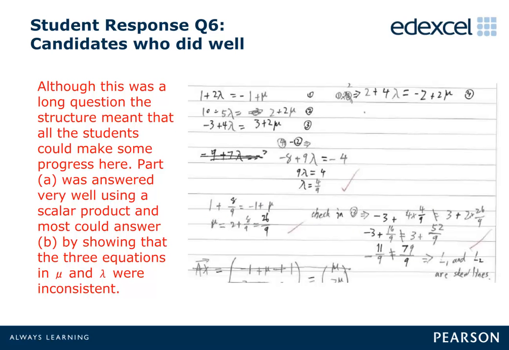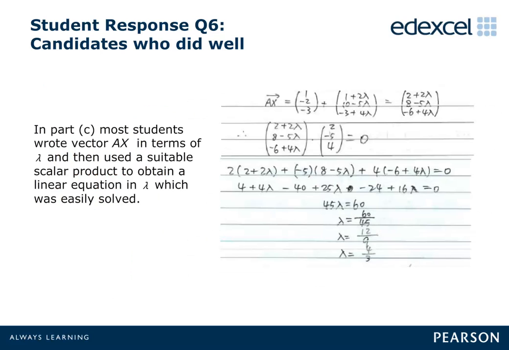Although this was a long question, the structure meant that all the students could make some progress here. Part A was answered very well, using a scalar product, and most could answer B by showing that the three equations in mu and lambda were inconsistent. In Part C, most students wrote vector AX in terms of lambda, and then used a suitable scalar product to obtain a linear equation in lambda, which was easily solved.